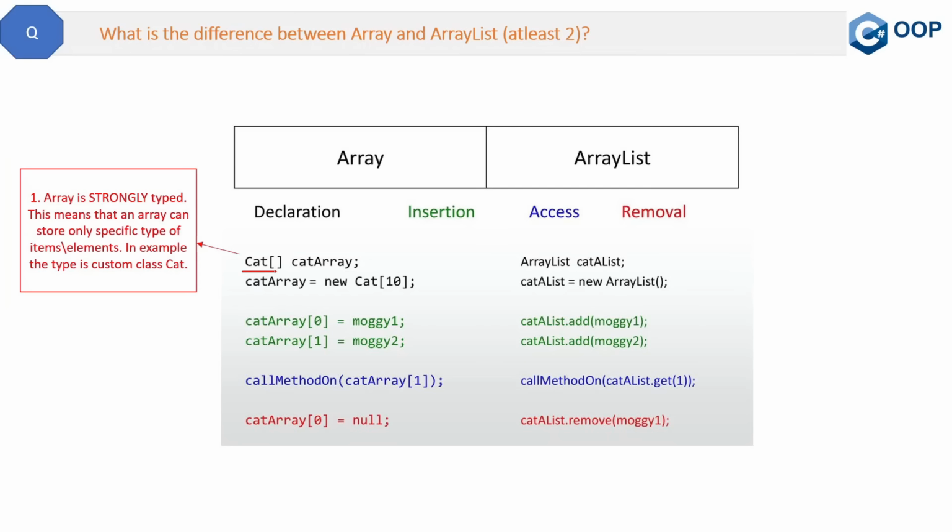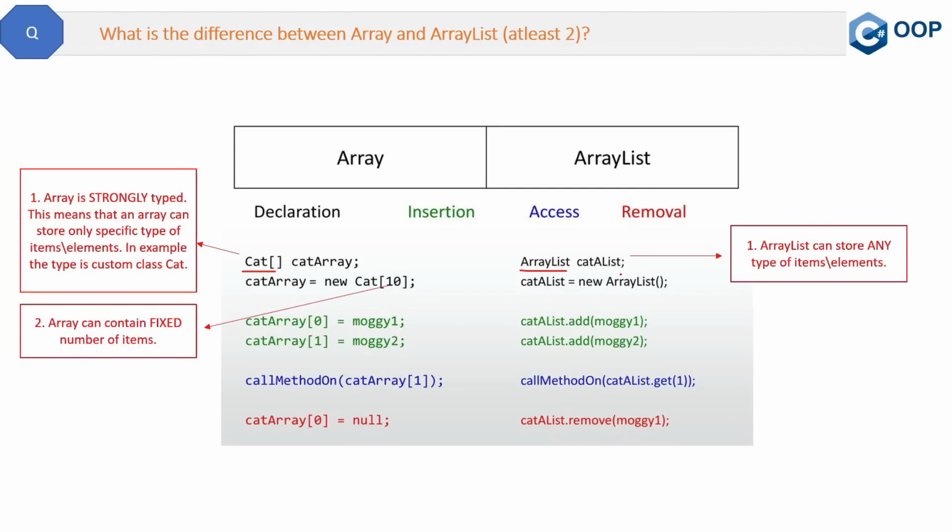On the other hand, ArrayList can store any type of item elements. See, in the array the type is mentioned, which is Cat, but in the ArrayList there is no type mentioned because it can store values of any type.